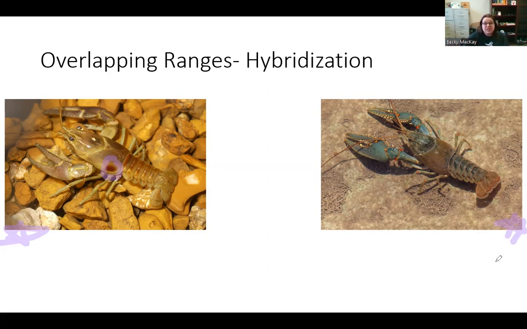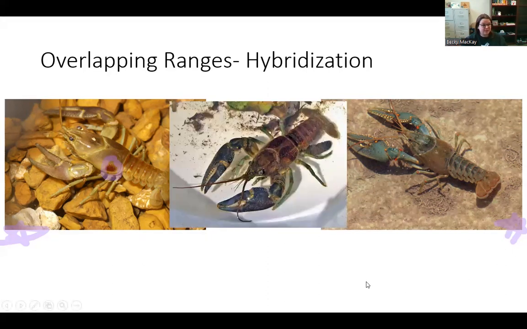However, the rusty crayfish is incredibly invasive and is moving farther and farther up north, and now lives in areas where virile crayfish live. And in those areas, they create what we call hybrids. So one parent is virile, one parent is rusty, they reproduce, they create a hybrid. These hybrids can also reproduce and have babies. So really, are they different species? No, but we still consider them this.